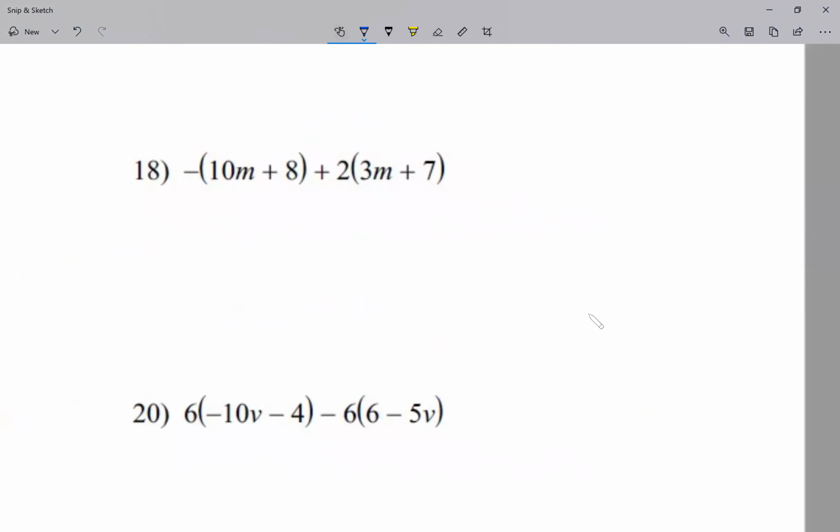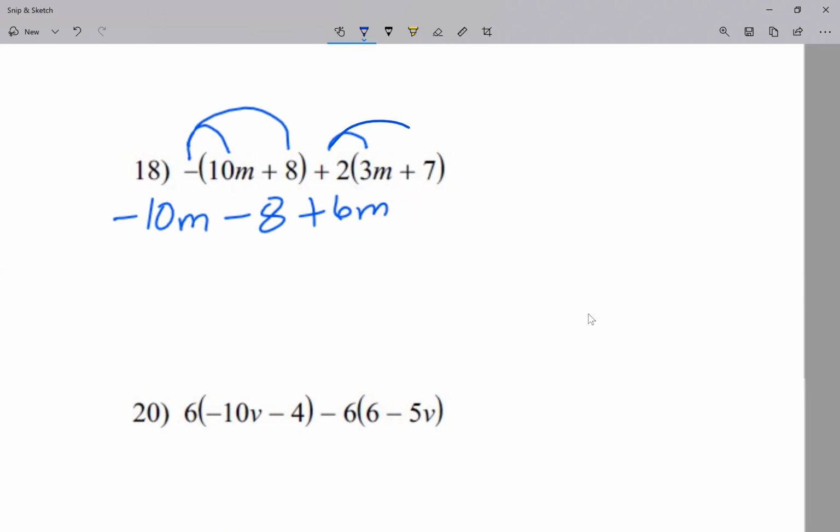All right, let's take a look at number 18. Get rid of parentheses. The negative sign in front of the first parentheses basically represents -1. So -1 times 10m gives me -10m. -1 times 8 is going to give me -8. For the second parentheses, +2 times 3m, 2 times 3 is going to give me +6m. And then 2 times 7, that's going to give me +14.